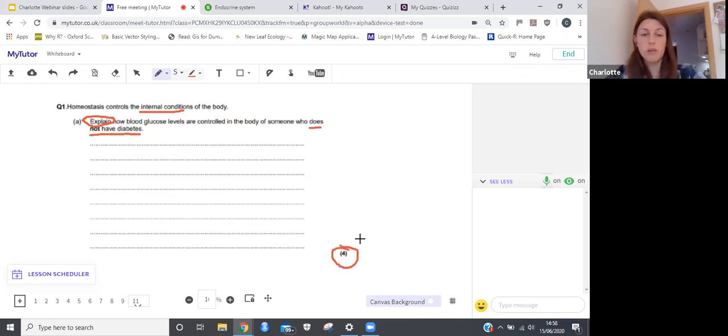It's a slightly longer question, so you need to make 4 points. That's generally what I suggest. So 1 point per mark. Make sure that you read the question carefully.